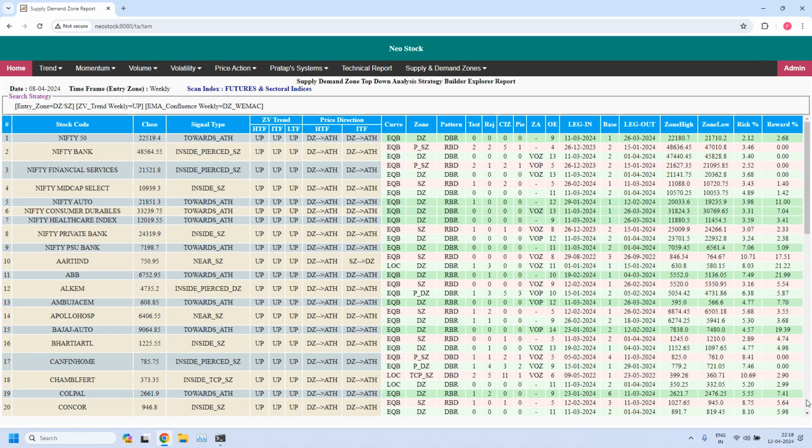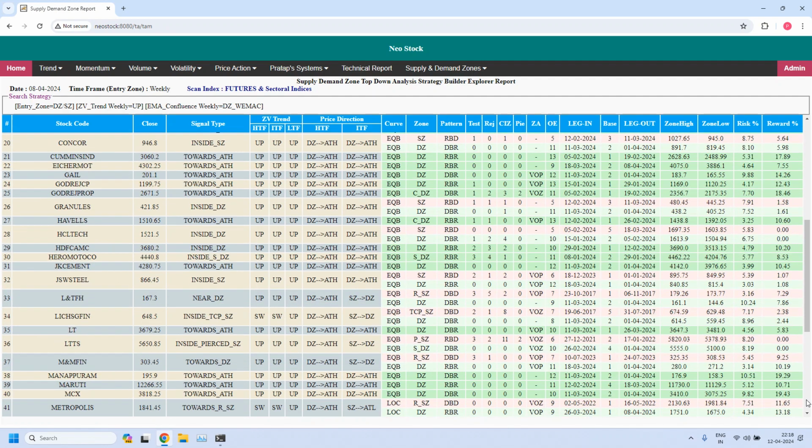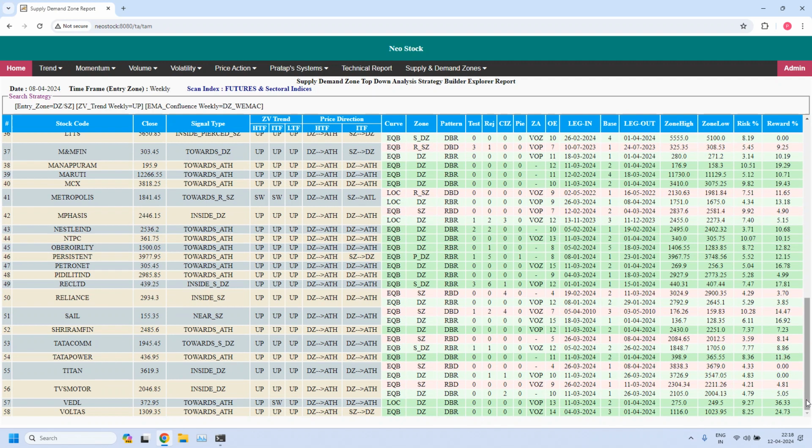Why? Because at present the market is at an all-time high. So many stocks are currently supporting uptrend, the weekly trend. But let me scroll down for your reference. So total 58 stocks are filtered.